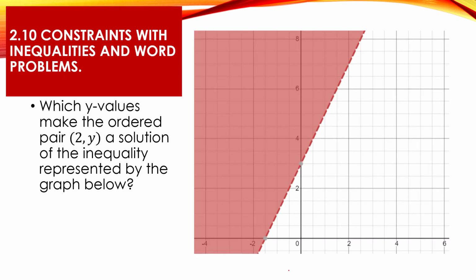So when thinking of inequalities, which y values make the ordered pair (2, y) a solution of the inequality represented by the graph below? And so we want to know when our x value is 2, what are our possible solutions for y? Well, let's look at our graph. 2 comes here. From that point forward or higher. So that would be any y value. And we need to look at the line here. We have a dotted line. So the value here, 7, is not included. But any y value that is greater than 7 would be included.